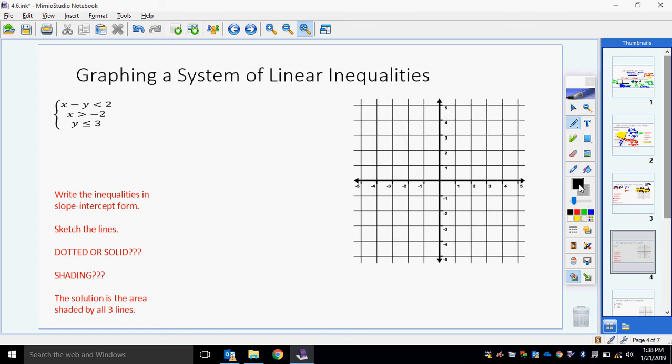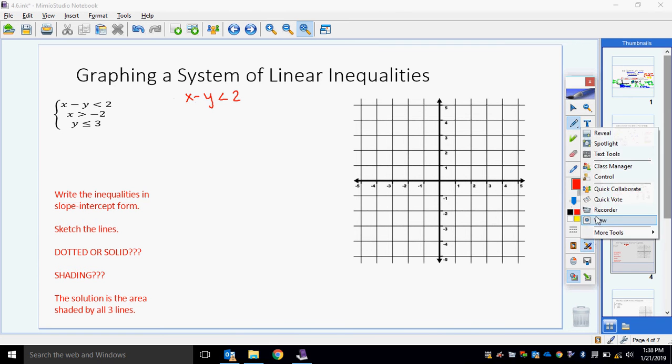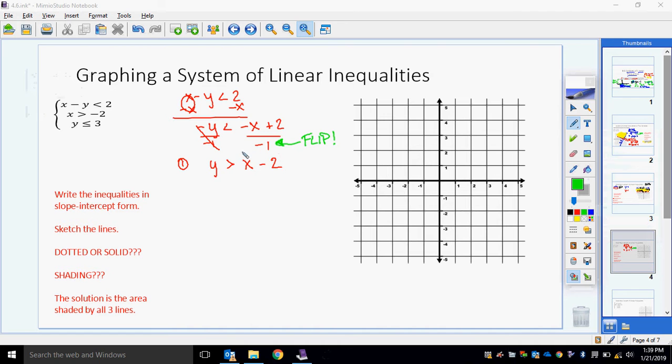Actually, we're going to try a couple more, but let's up the ante. Instead of 2 lines, let's now do 3 different lines. So the first one says x minus y is less than 2. I need to put it in slope-intercept form. So I'm going to let you go ahead and do that now. Be careful if you have to divide by a negative. Okay, hopefully you subtracted x and then divided by -1 and remembered to flip your inequality symbol because you're dividing by a negative. So you got y is greater than x minus 2.